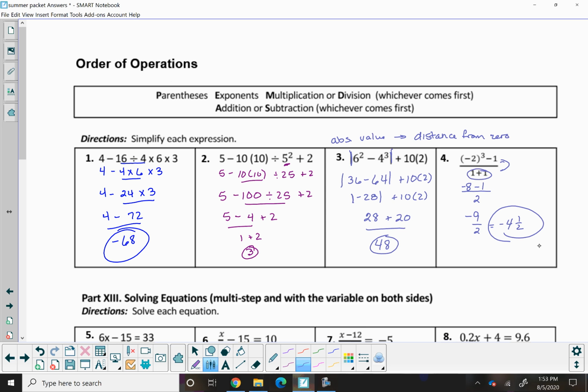Okay, moving right along. We're going to do a couple of equations. Let's see how long I have right now. Let's see how long this video is. I don't want to make it too long. Okay, a couple more minutes.